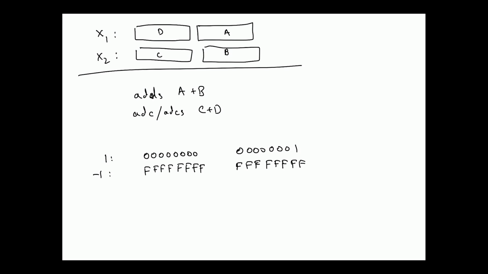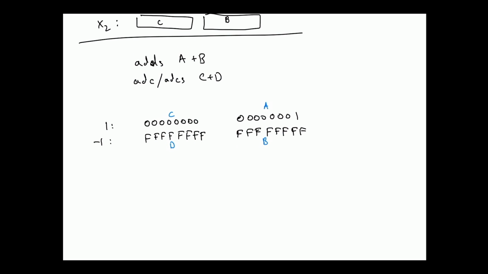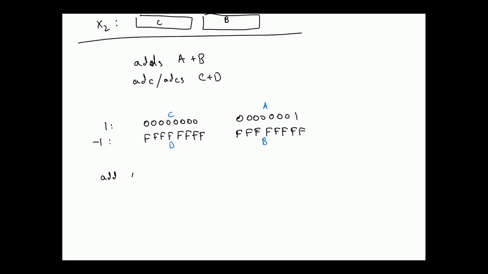Okay. So what I would do is let me again label these. So let me call this chunk A, this chunk B, this chunk C, and this chunk D. Okay. I'm going to add A and B, and I'm going to set the flags. Okay, so let me just write it like this.